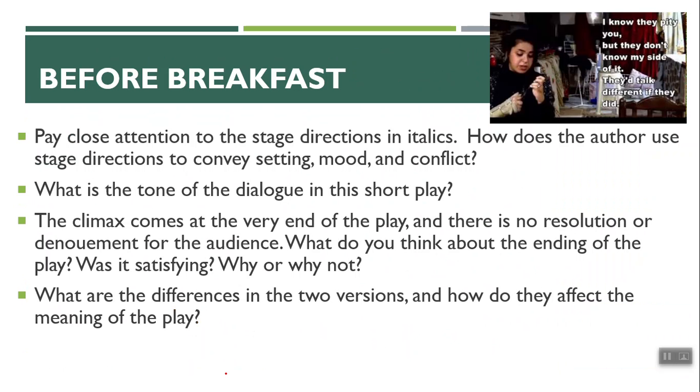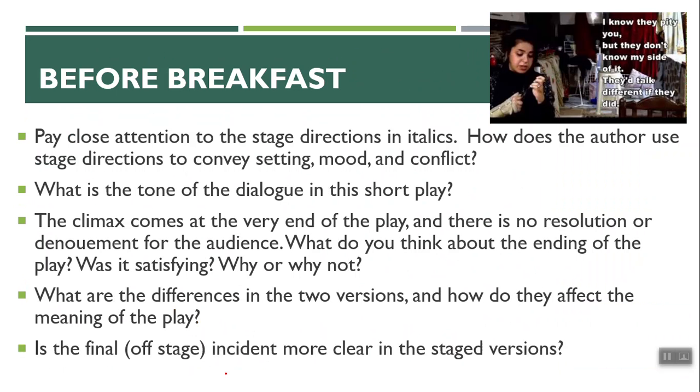For this play, it's a little bit longer than Sure Thing. Sure Thing's about 7 minutes. This one's about 20. So you don't have to fully watch both versions if you read it, which you should be reading it. So I'd like you to read the play. You can watch part of one version, part of another version. You don't have to watch both fully through. And then the final offstage incident. Is it more clear in the stage versions what happens at the end, or is it more clear in the text?